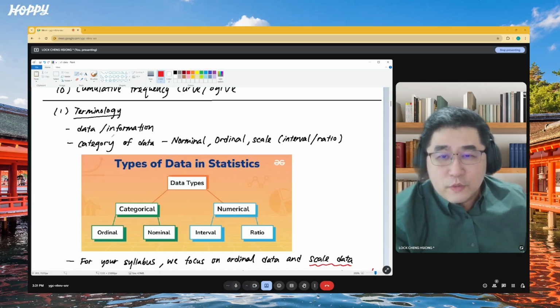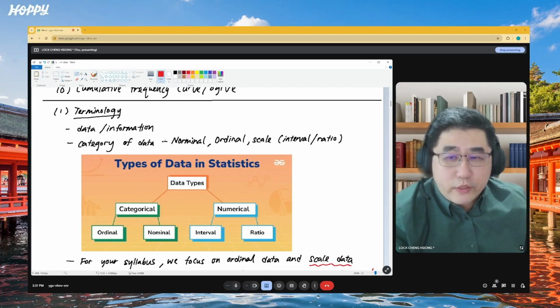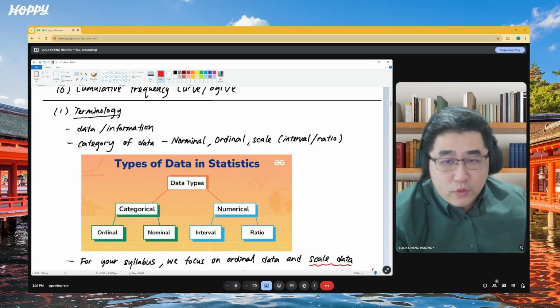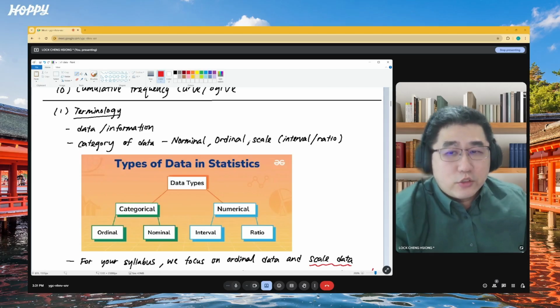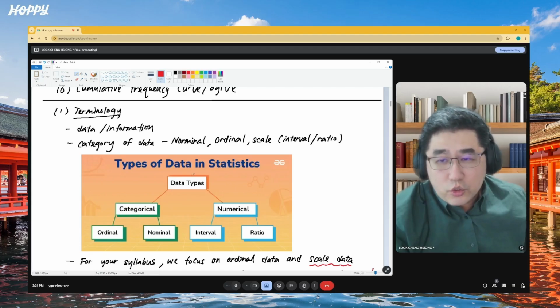There are different categories of data. At university level, we categorize the data into nominal, ordinal, and scale. Nominal, ordinal, and scale. But in your A-level S1, we do not categorize it this way. This is just for introduction to the students.